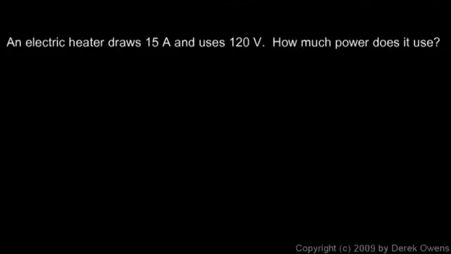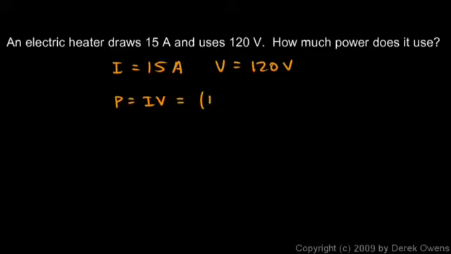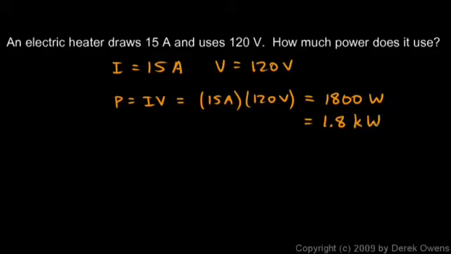Here's another example. An electric heater draws 15 amps, so that 15 amps is the current, I. I is 15 amps, and it uses 120 volts, so that's the voltage, V. How much power does it use? Well, if we're given I and V, we can calculate the power using the formula P equals IV. So we just do 15 amps times 120 volts. It's that simple. That comes out to 1800 watts, or we might write it as 1.8 kilowatts. Not too bad.